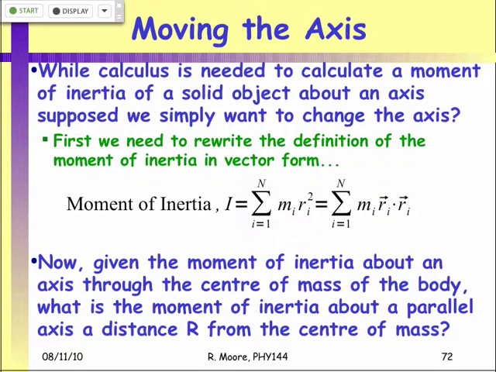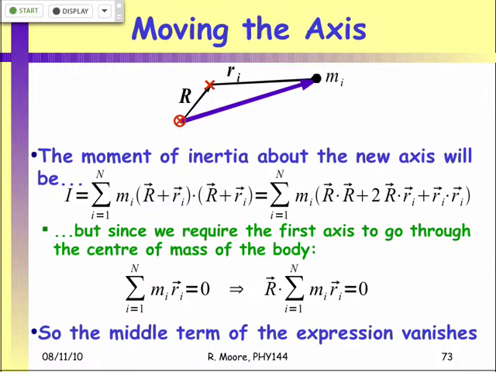So supposing this is a moment of inertia about some axis through the center of mass, and that's the crucial point. It must be through the center of mass. Can we calculate the moment of inertia about a parallel axis, a distance R from the center of mass? So what we do is we break this down. So here's our center of mass. This is the axis that goes through the center of mass, and these are our position vectors of all the little points relative to the center of mass, right?